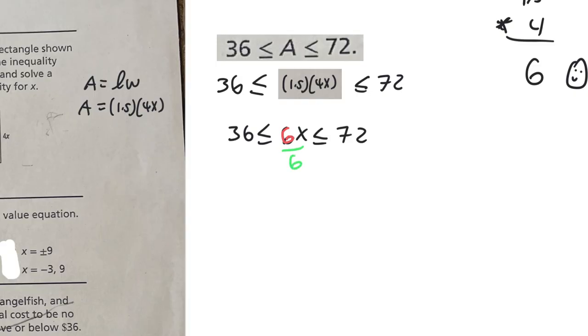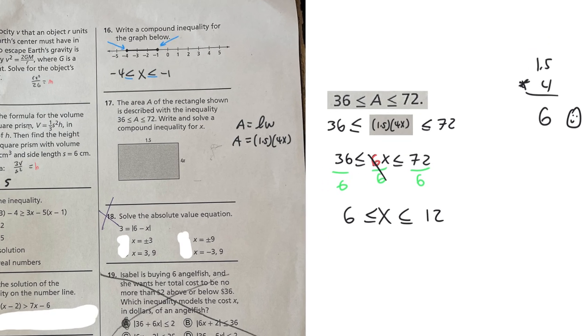Well, we could divide that by 6, but whenever you divide by 6, you have to divide everything by 6. Cancel. Next thing you know, you have 72 divided by 6, which is 12. 36 divided by 6, which is 6. And let's see, did we satisfy what they wanted? Write and solve a compound inequality for x. Yeah, so we just did that. Now, I am confident the teacher would accept this as the answer.